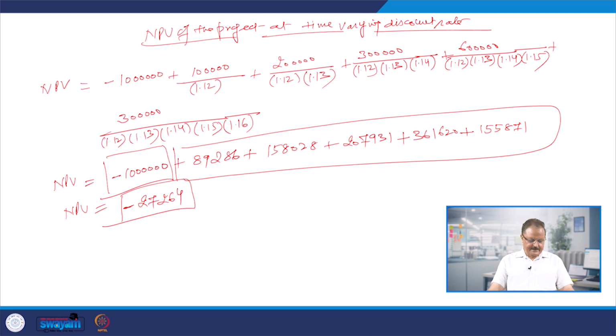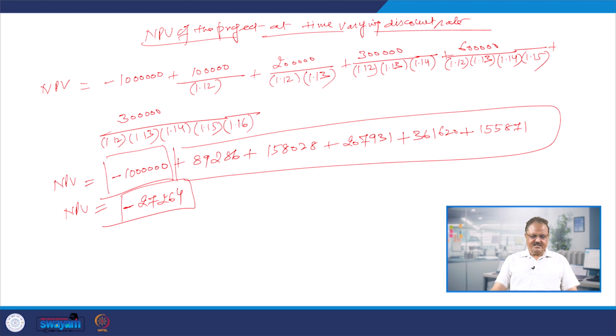And if you compare the cash outflow of the 10 lakh rupees with the present value of all the cash inflows available for the foreseeable period of 5 years, the difference is going to be negative, that is 27,264. So it means the project is not worthwhile. The project is not worthwhile and we have to abandon the project, we do not take it up.